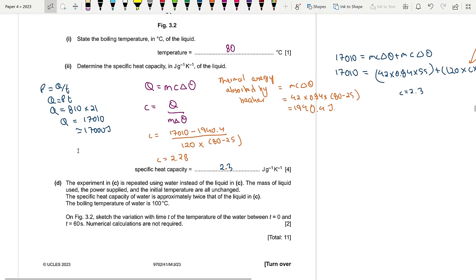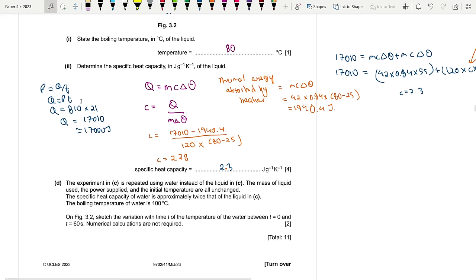thermal physics sums. Now, the experiment in C is repeated using water instead of the liquid in C. The mass of liquid used, the power supplied, the initial temperature are all unchanged. The specific heat capacity of water is approximately twice that of the liquid in C. The boiling temperature of water is 100 degrees Celsius. On figure 3.2, sketch the variation with time t of the temperature of the water between T0 and T60. Numerical calculations are not required.